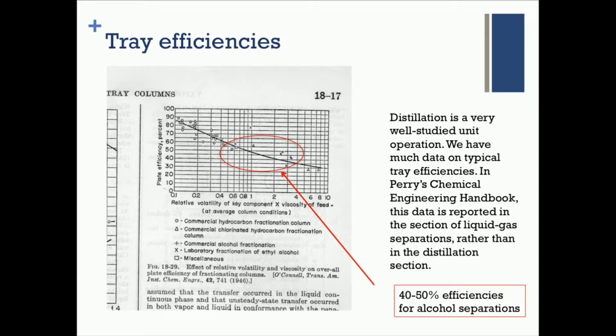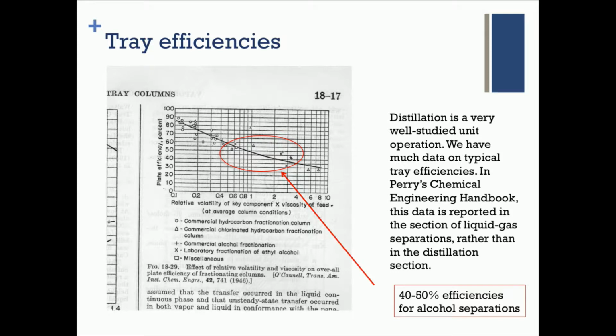tray efficiencies are. So let's take a look at the commercial alcohol fractionation. That's the pluses, and there's a plus here, plus there, and a plus there. These are between 50 and 40% efficiency. So for alcohol separations, we expect our column to be fairly low efficiency. It's not going to be 90% efficiency, as you might hope. It's going to be more like 50 or 40% because those are characteristic values for this separation.